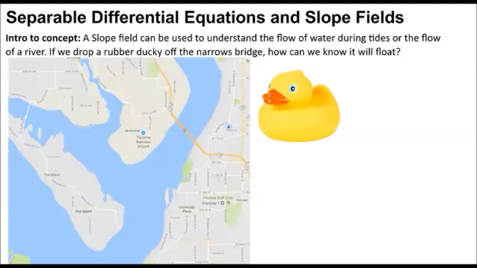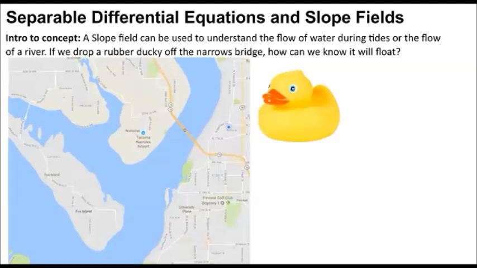We're talking about separable differential equations and slope fields. The easiest way to get started thinking about this is to think about flowing water. And so we're going to try to answer the question below. If we drop a rubber ducky off the Narrows Bridge, how can we know where it's going to go? Where is it going to float to? Where is it going to land on the beach? Will it land on the beach or will it get stuck in a whirlpool?